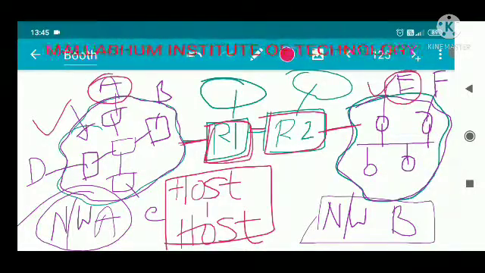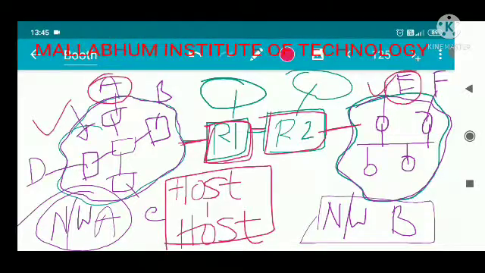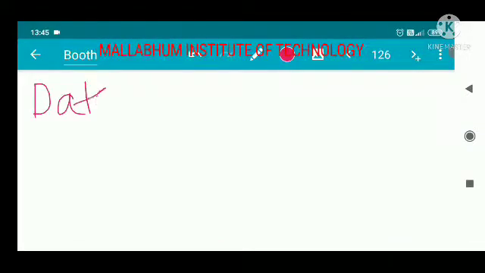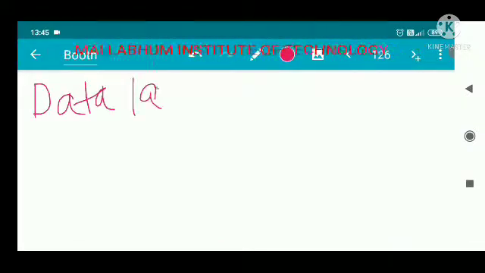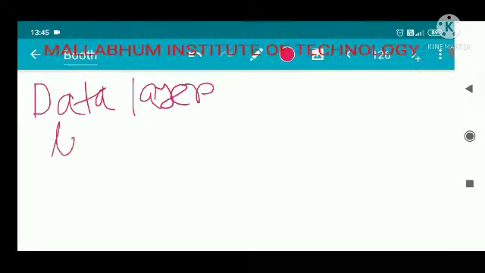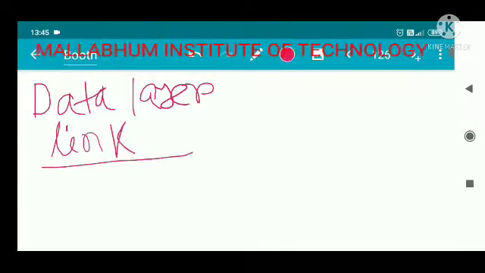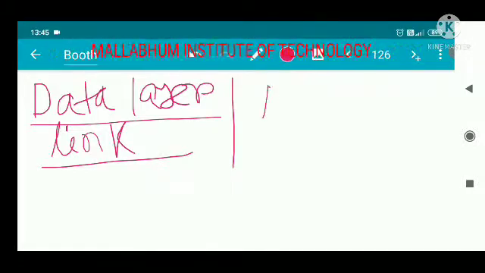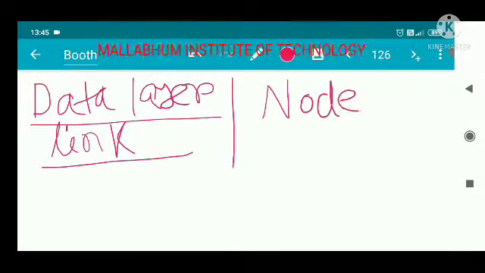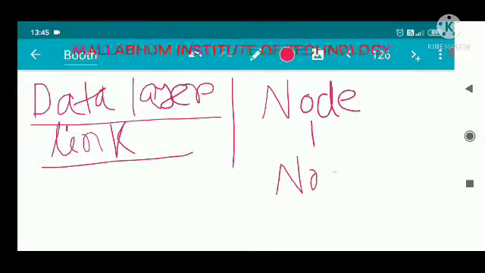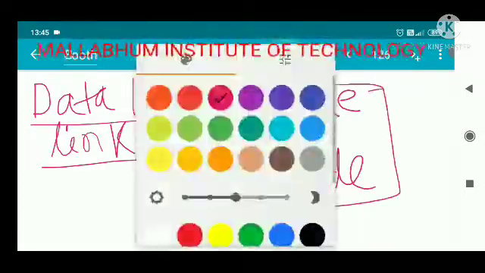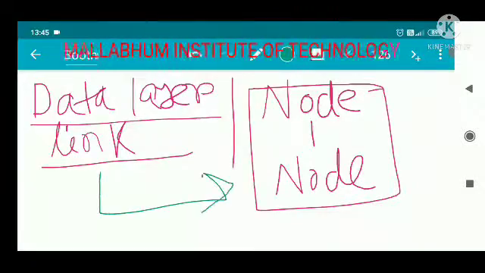That means the data link layer is responsible for delivering the message from node to node. Data link layer is responsible for providing the message in a node to node delivery mode. So this is the function of your data link layer.